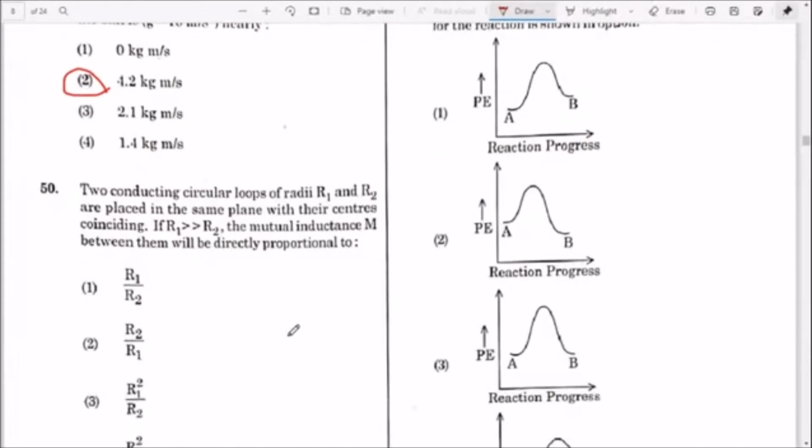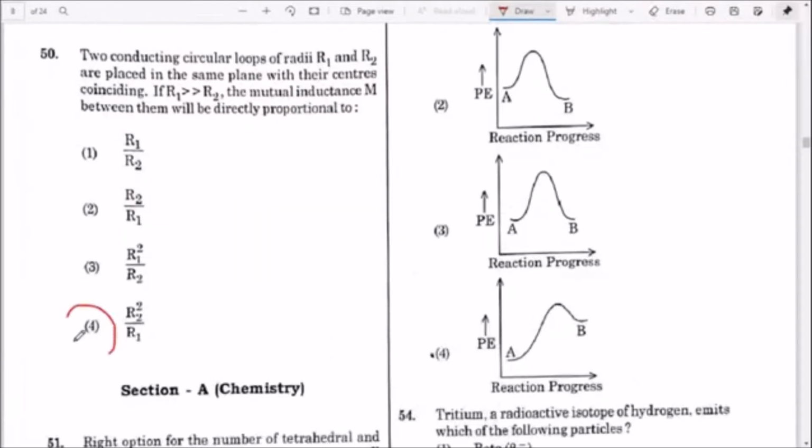Question number 50. Two conducting circular loops of radii r1 and r2 are placed in the same plane with their centers coinciding. If r1 greater than r2, the mutual inductance M between them will be directly proportional to, option number 4, r2 square by r1, is correct option, students.